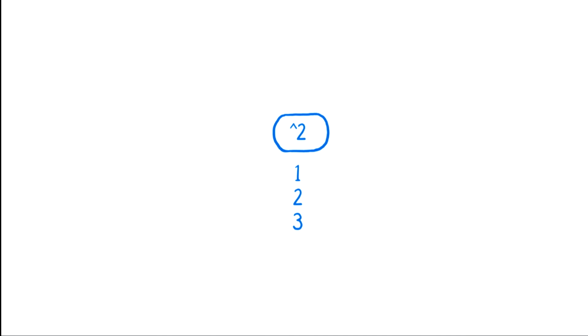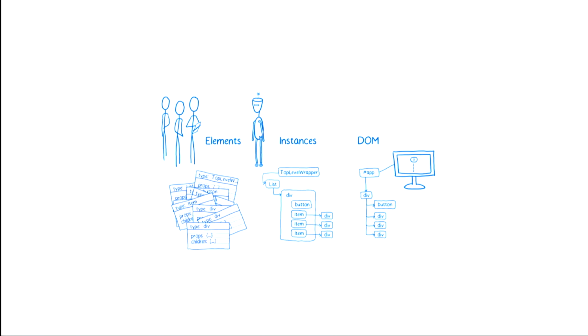So the user's going to click the button. And React figures out the onClick handler for the click. And it does this using something called event delegation. Unfortunately, I don't have time to go into what event delegation is, but you can find an explanation of it in the React docs. So from there, it calls the handler.